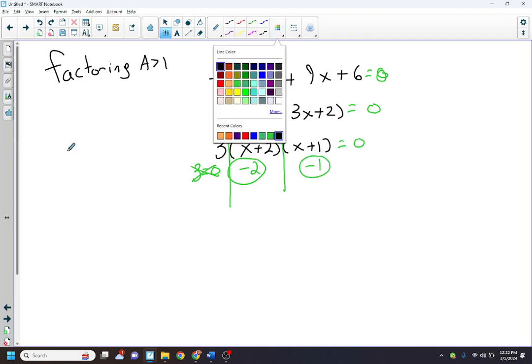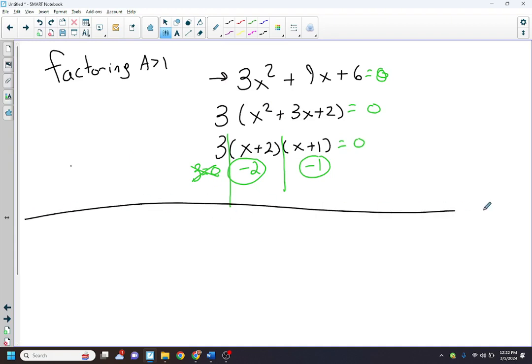The second thing that can happen when a is greater than 1 is slide and divide. So 3x squared plus 10x in the middle plus 8. First, you always check if you could GCF. In this case, they don't all 3 have it. So like 10 and 8 have 2 in common, but it doesn't matter. All 3 have to have something in common.